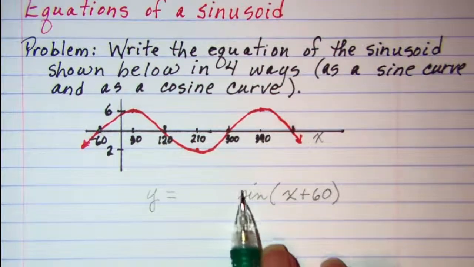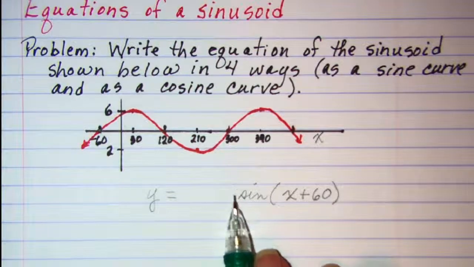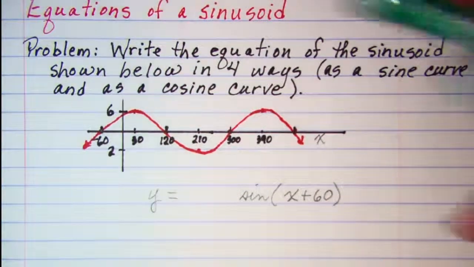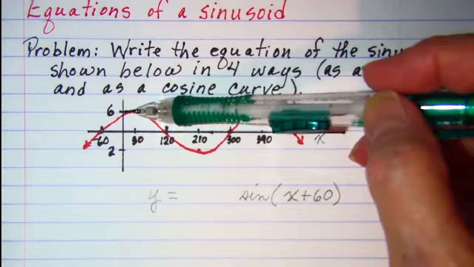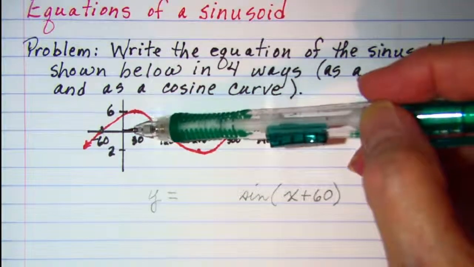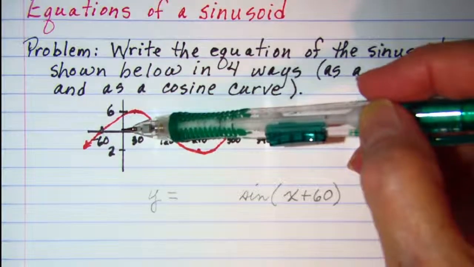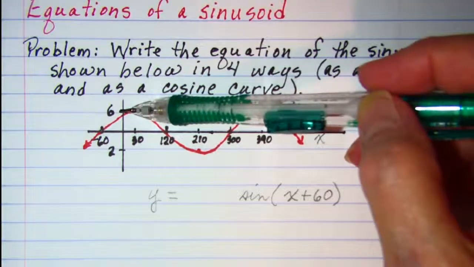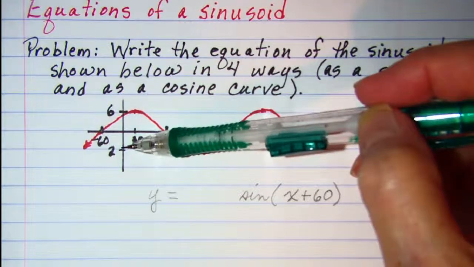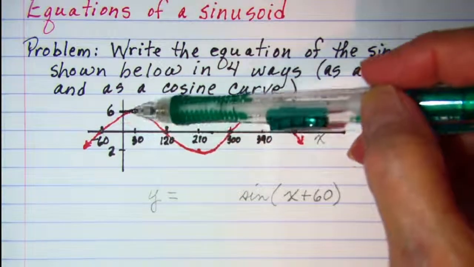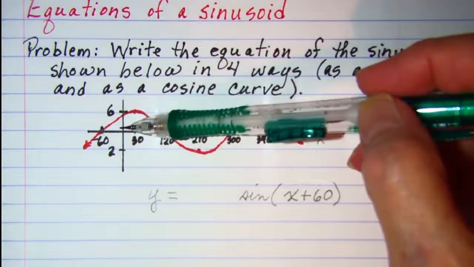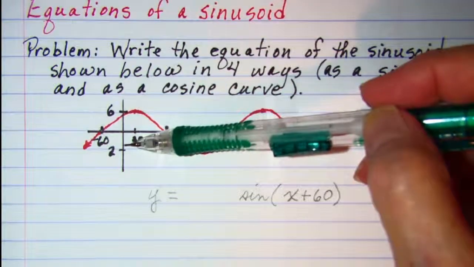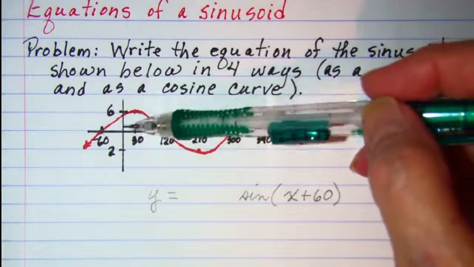Now the coefficient of my sine here, the number that's multiplied, is the amplitude. And that is the distance from the center line up to the maximum. Well, we don't have any label on our center line, but we can find it if our maximum is at 6 and our minimum is at 2. That total is 4 units. So half of that is going to be above the center line and half below. Since the total was 4, that means my amplitude is 2.